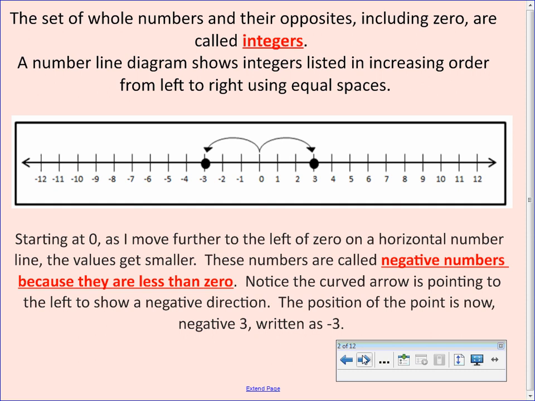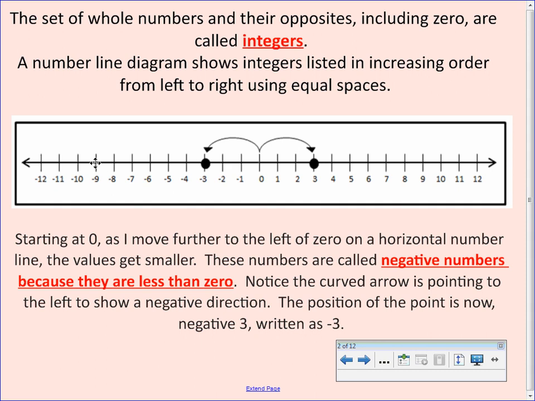This should sound very familiar from your measurement unit in science. You looked at those intervals and those spaces on the graduated cylinder, triple beam balance, your thermometer. Remember when you did all this back in September, October in science? This should all sound very familiar from that. As we move from left to right, the numbers increase.